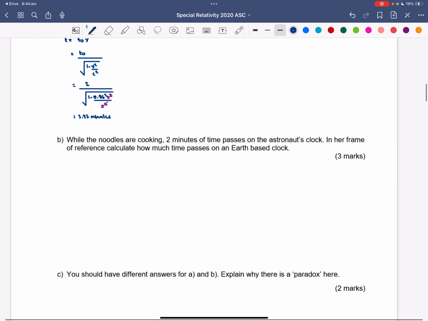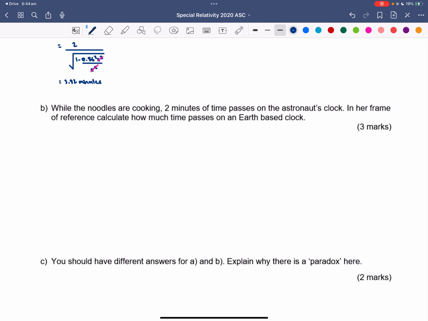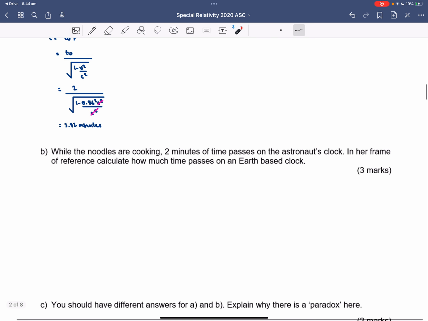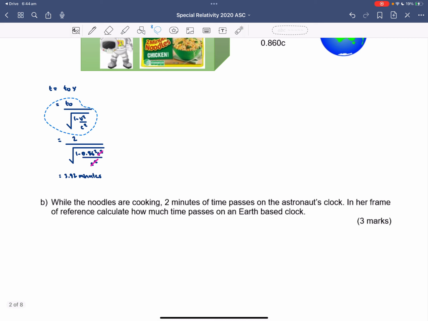While the noodles are cooking, 2 minutes of time passes on the astronaut's clock. Fine. In her frame of reference, how much time passes on the Earth-based clock? Okay, you have to be very careful with the formula that you use, or with the concept involved. I'll tell you what I mean about being very careful, because a lot of people are going to write 3.92. A lot of people are going to write 3.92. Now here's the thing.